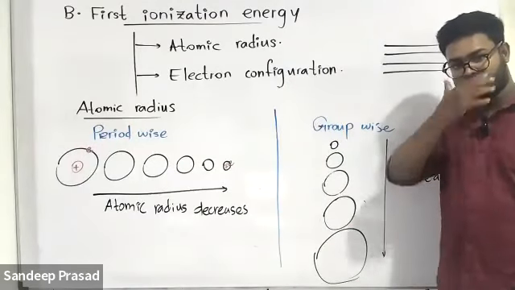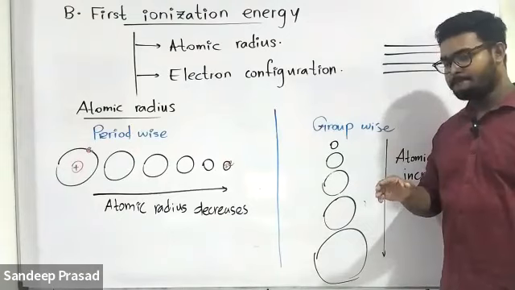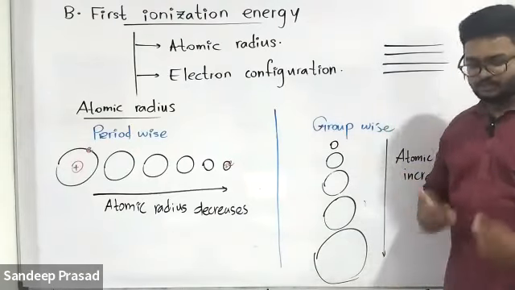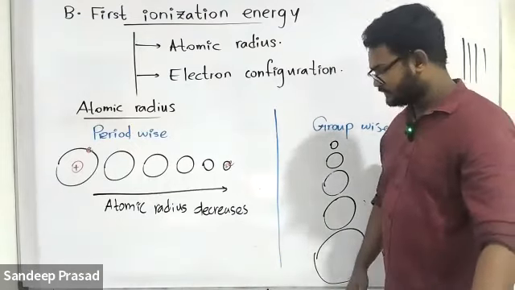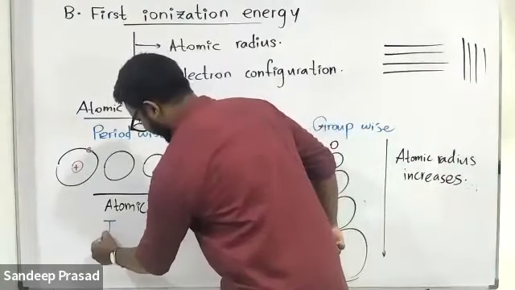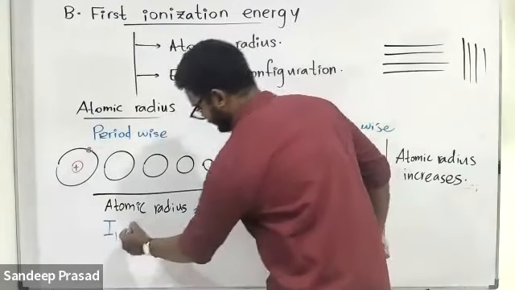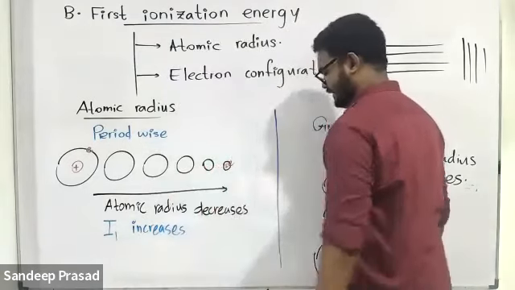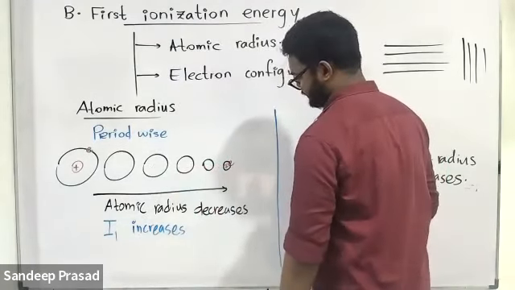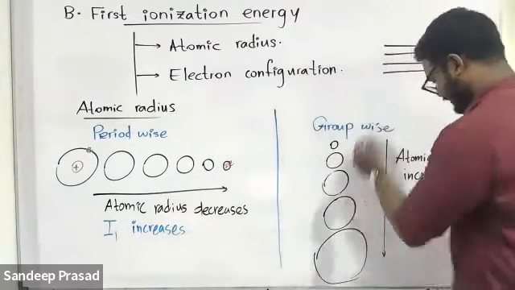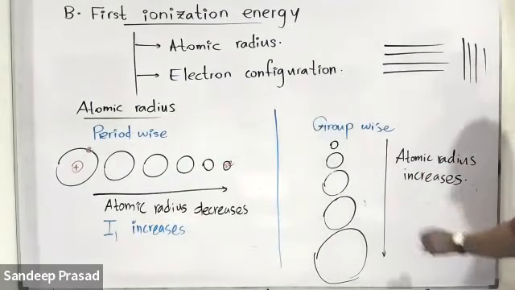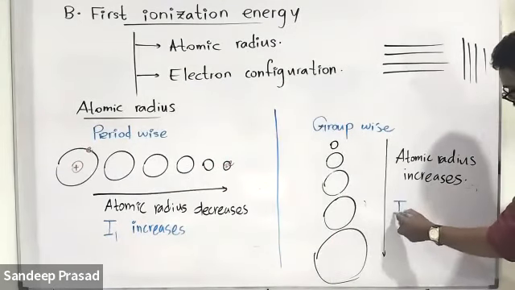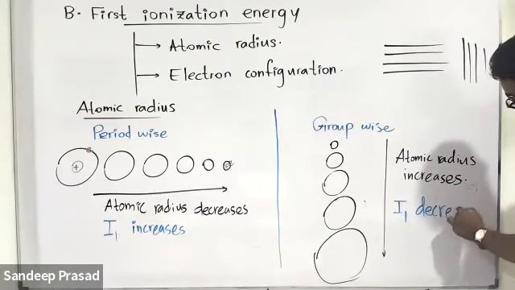Try to understand. When the radius is very high, we can easily remove the electrons. When the radius is very low, we can't remove the electrons. So therefore remember, first ionization energy increases along the period from left to right. I1 means first ionization energy. Down the group, from top to bottom, atomic radius is increasing, therefore I1 is decreasing.